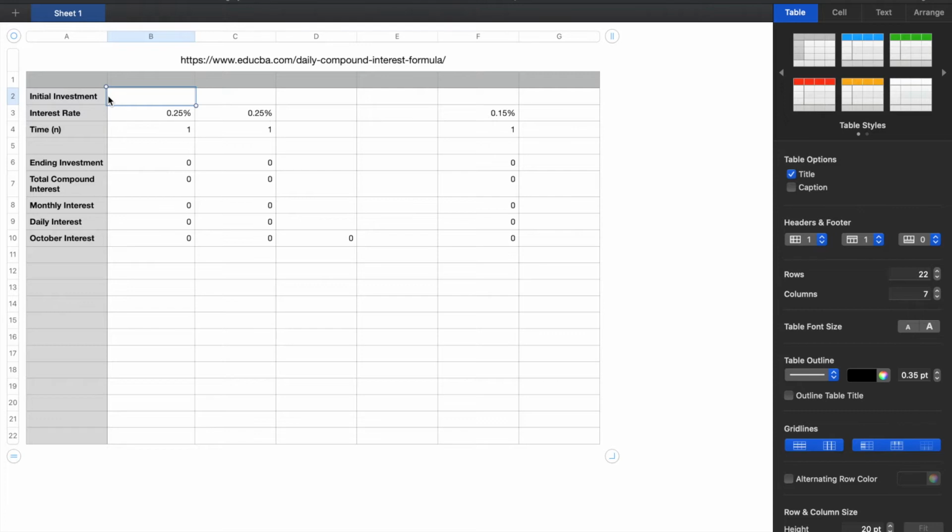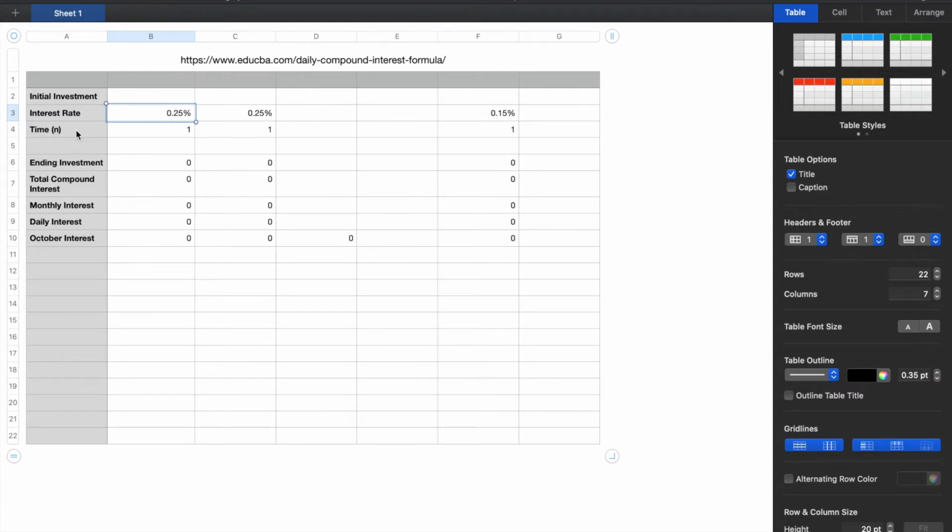So the interest rate, easy. If you put it in an Excel spreadsheet or doc or Numbers, you can put it in percentage, and the formula will convert it from percentage to decimals for you. You won't need to manually convert it. So for 0.25%, you won't need to do 0.25 divided by 100.